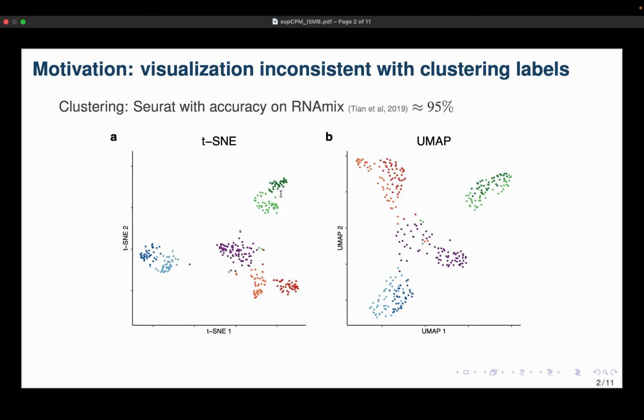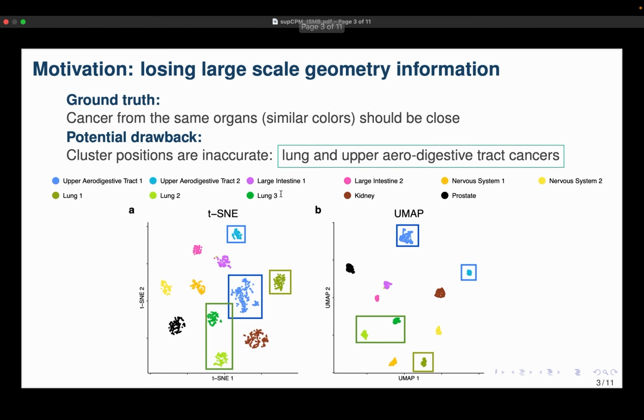For example, on this RNA mix dataset with the true labels, we know that the clustering algorithm will give us about 95% accuracy. While in the t-SNE and UMAP, different clusters may overlap and make it hard to tell the separation, which could be very confusing sometimes. So we aim to solve this problem by adopting the label information. Meanwhile, we also hope to alleviate two problems identified in the t-SNE and UMAP.